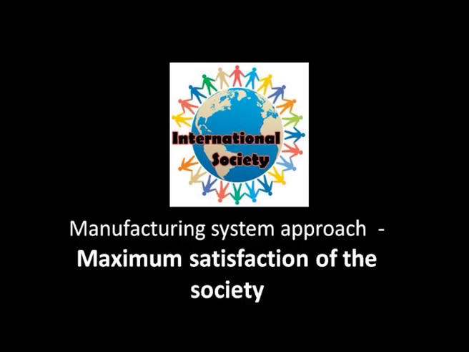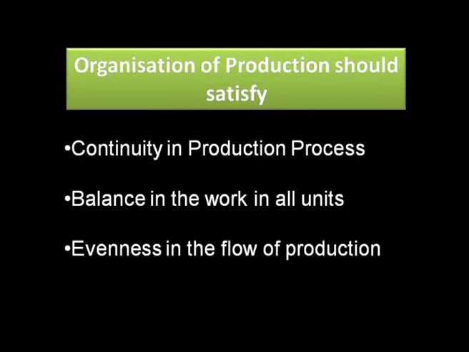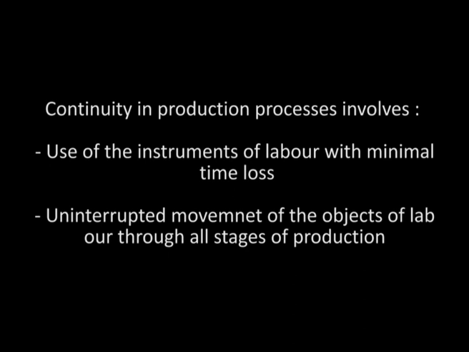Putting together all these stages, we can say that in the manufacturing process, the organization of production implies a systems approach, and all goals are targeted towards maximum satisfaction of the needs of society. The main requirements that the organization of production must satisfy are continuity in production processes. Continuity involves the use of the instruments of labor with minimal time loss and the uninterrupted movement of the objects of labor through all stages of production.